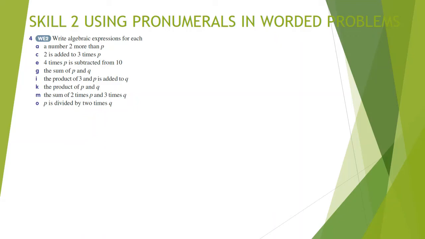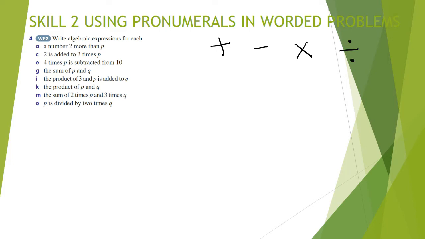Skill 2, using pronumerals in worded problems. In question 4, it says write algebraic expressions for each. What we're trying to do is convert a worded expression into a written expression with numbers and letters. The four main processes we need to use are addition, subtraction, multiplication, and division.